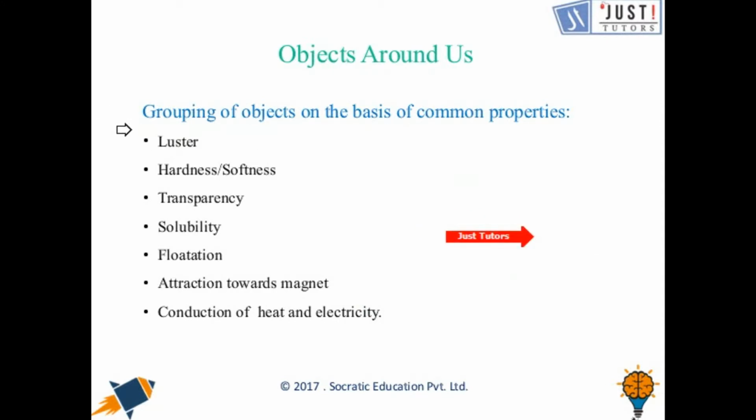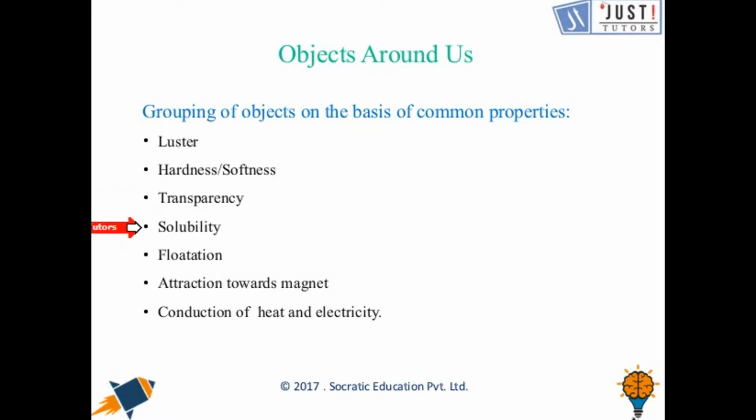So the first one is luster, which means shiny. So we can see if the object is shiny or not. Let's go for the next one. The next one is hardness or softness. We can check if the object is hard or soft. The third one is transparency. Transparency means the material allows light to pass through it, so the object behind it can be seen.